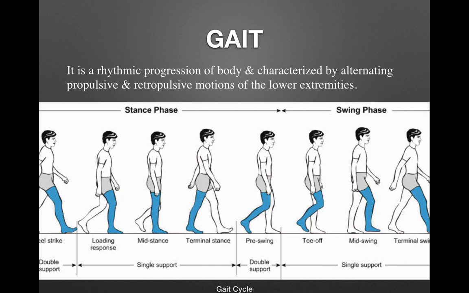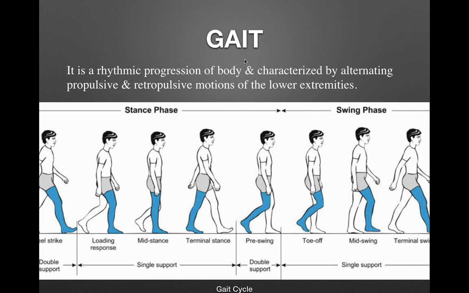Now, first of all, just emphasize on the definition. Gait is a rhythmic progression of body and characterized by alternating propulsive and retropulsive motions of the lower extremities. Rhythmic progression. What do you mean by progression? Progression means going forward. So gait is a rhythmic progression of body.